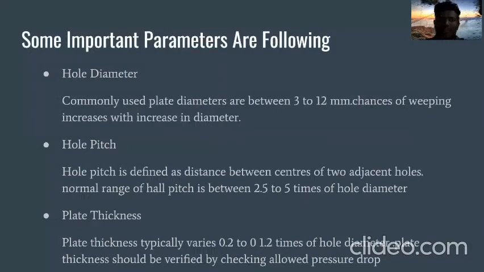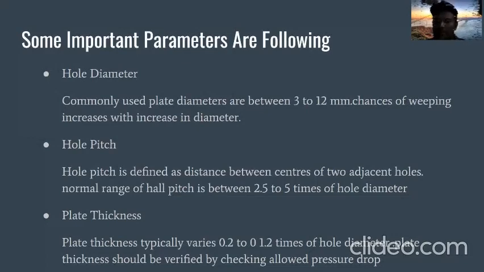Some important parameters are the following: hole diameter. Commonly used hole diameters are between 3 to 12 mm, and as we increase the diameter of the hole, the chances of weeping increase. Holes are either drilled or punched, and the plate is constructed using stainless steel or alloys other than carbon steel. Another important parameter is hole pitch.